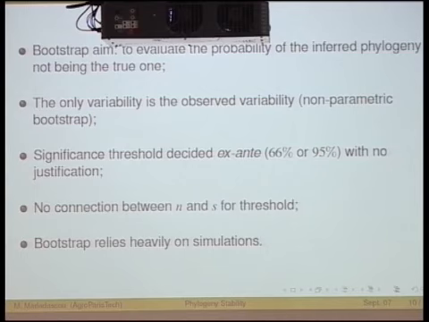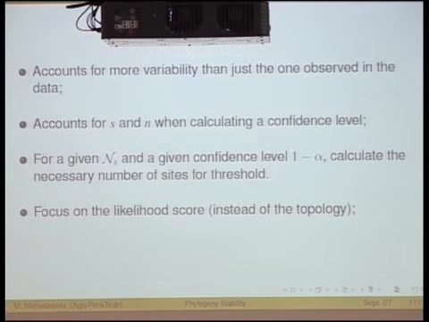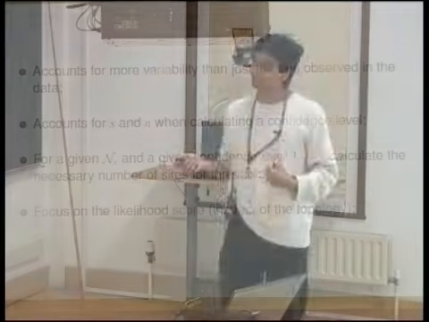And the last limitation of Bootstrap is not really a limitation with the increasing power of computers. And some aspects of the bounds we obtain is that they account for more variability than just the one observed in the data, because basically we want to take all the nucleotide patterns that are admissible under the true distribution of patterns. They account for the number of species and the number of nucleotides when we compute a confidence level. And for a given set of admissible nucleotide patterns, if we want to achieve a given probability of making a mistake, we know exactly how many sites we need.